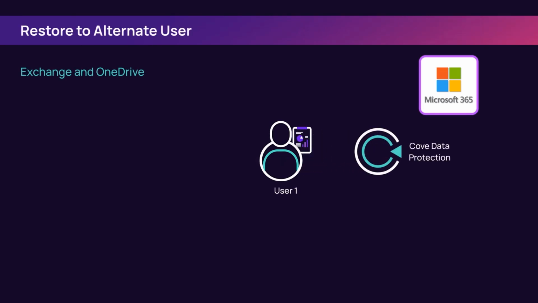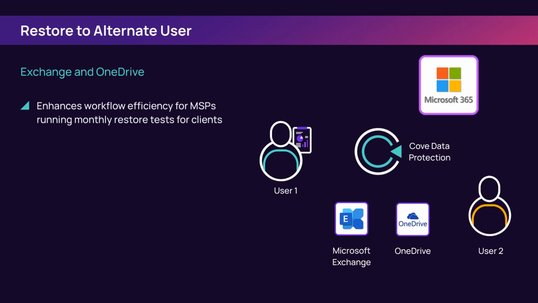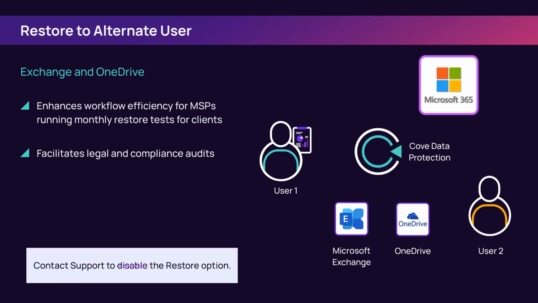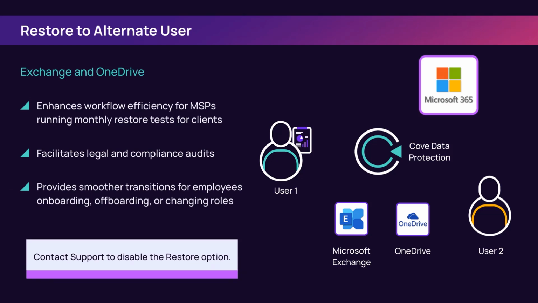Additional backup and restore options for Microsoft 365 Exchange and OneDrive include restoring data to an alternate user or different licensed user. This backup and restore option enhances workflow efficiency for MSPs running monthly restore tests for clients, facilitates legal and compliance audits, and simplifies employee transitions during onboarding, offboarding, or role changes.